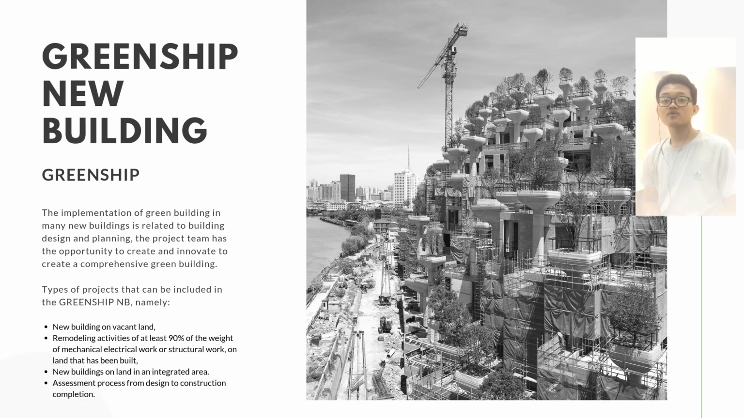Types of projects that can be included in Greenship are, namely, new buildings on vacant land, remodeling activities of at least 90% of the mechanical, electrical, or structural work on land that has been built, and new buildings on land in an integrated area. And then the last is the assessment process from design to construction completion.